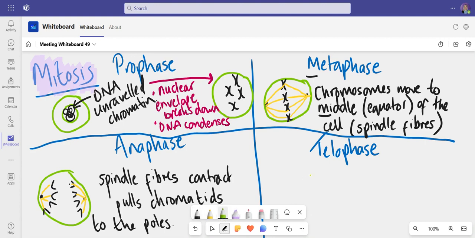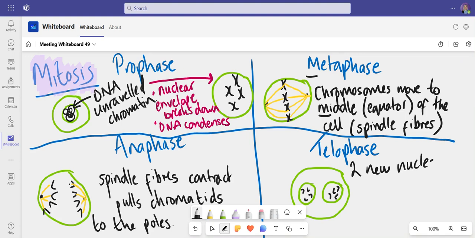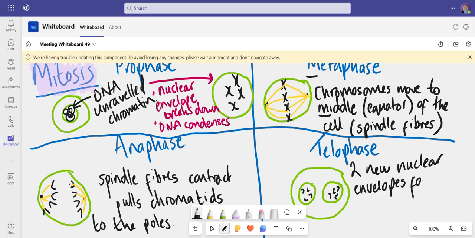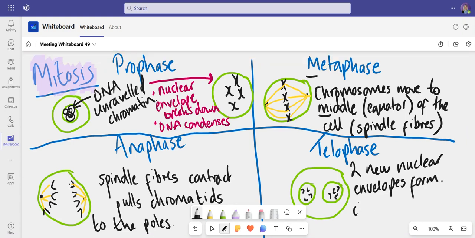Okay. Then finally, in telophase, we reform the nuclear envelope, and instead of having one nucleus like we had at the start of prophase, we're going to have two nuclei. So these four chromatids here will be in this new nucleus, and the other four will be in this new nucleus. Okay, so two new nuclear envelopes are going to form. Okay, and the chromatids are now called chromosomes. They just get renamed.